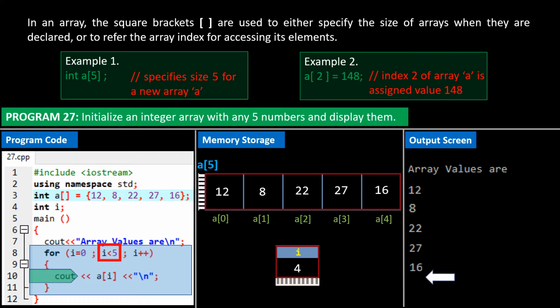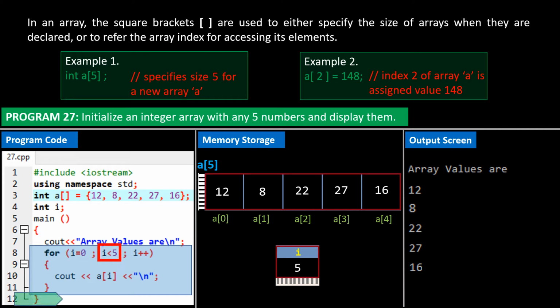Program control is back to the loop header. The loop modifier works. The value of I increments by 1. I now becomes 5. The condition is checked. Is I less than 5? No. I is not less than 5. Program control now skips the for loop and shifts to the next line outside the for loop. That's the last line. So the program terminates.